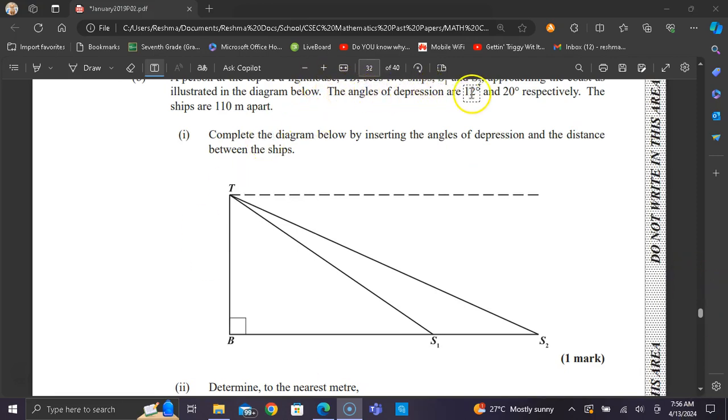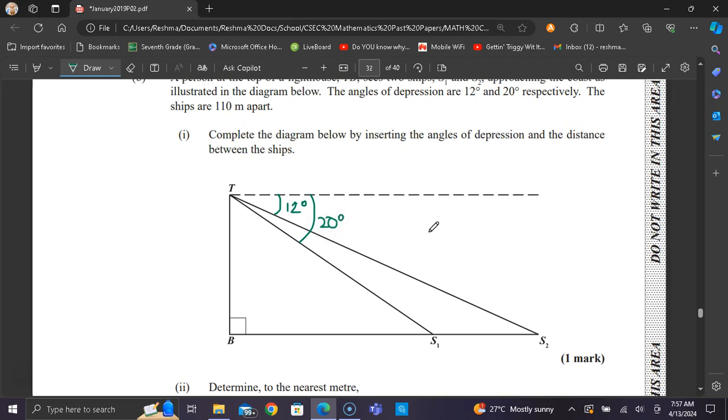Okay, so the angles of depression are 12 and 20 degrees respectively. So angles of depression are measured from this horizontal line here, this dotted line. So the first angle, which is 12 degrees, would be the smaller angle. Let me write that over. Okay, so my stylus is just giving a bit of trouble. So that angle is 12 degrees. And the bigger angle, which would be this angle here, would be 20 degrees.